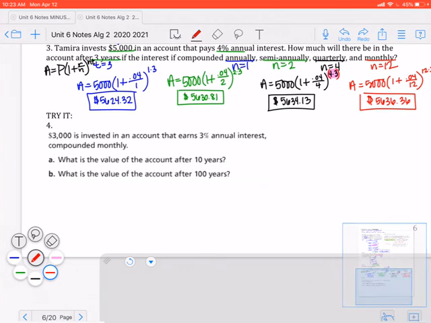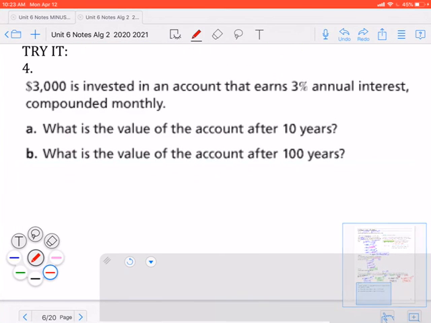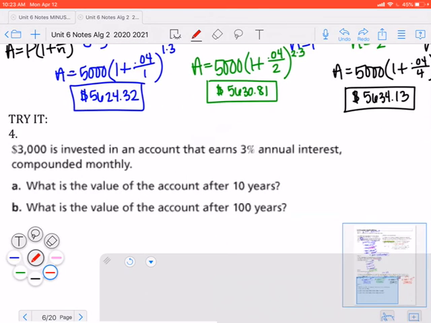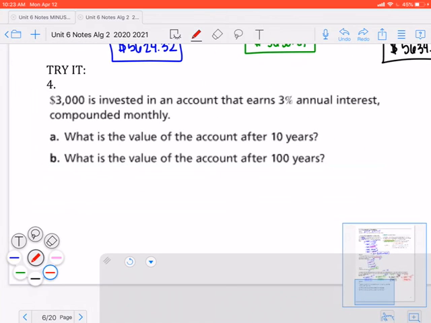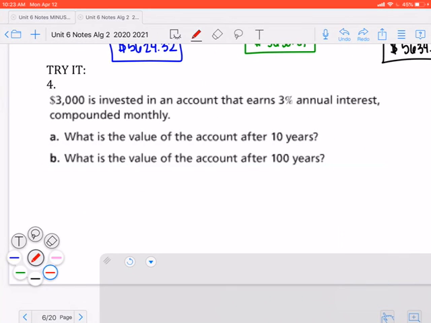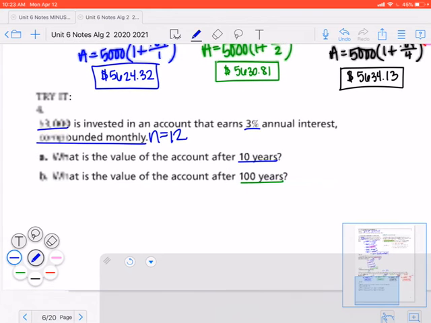Please pause the video and try this problem, and then come back to check your work. My main concern for now, remember, is being able to not just plug the numbers in, but get the answer using your calculator properly. So this time you're investing $3,000 at 3% annual interest, compounded monthly, so n is equal to 12. What is the value of the account after 10 years? What is the value of the account after 100 years? Again, please pause the video and come back to check.